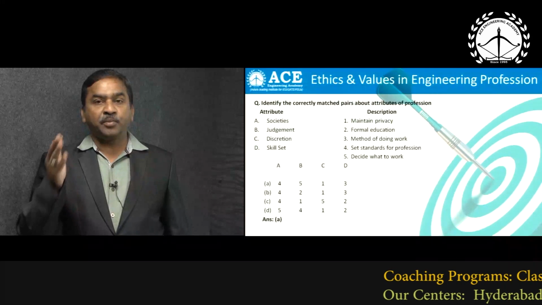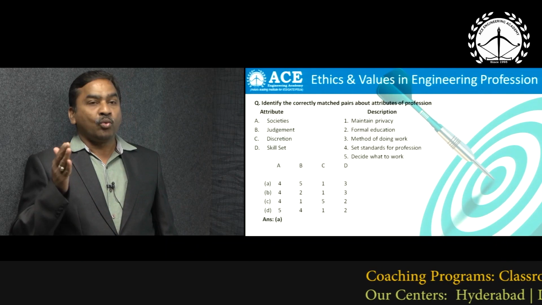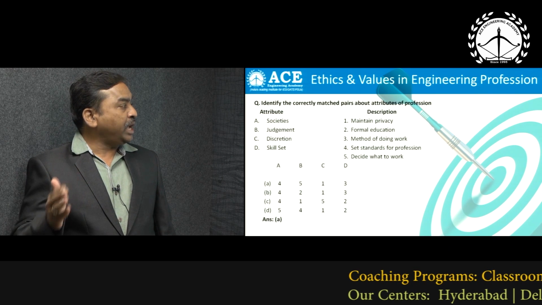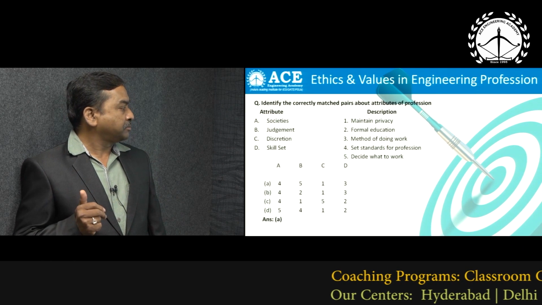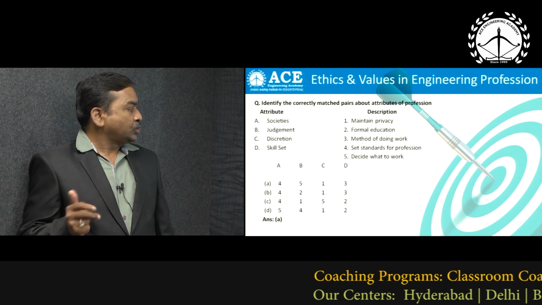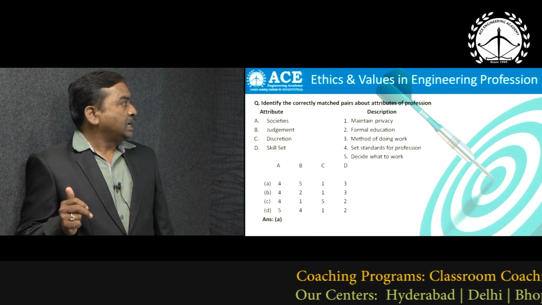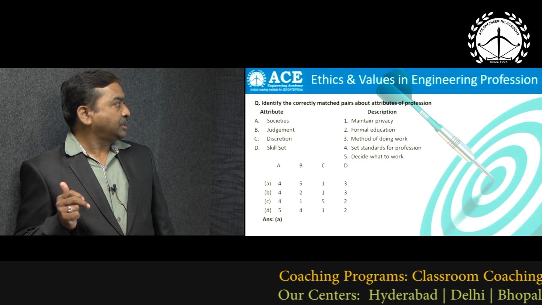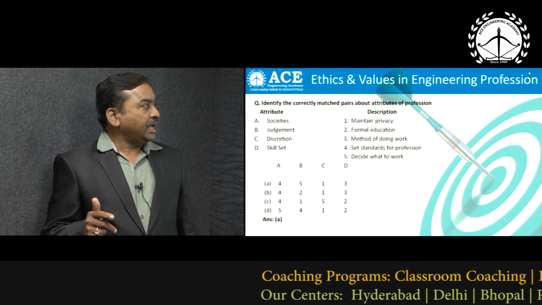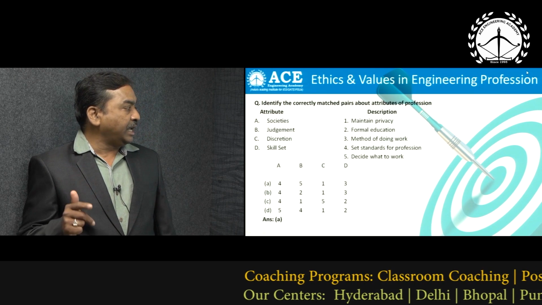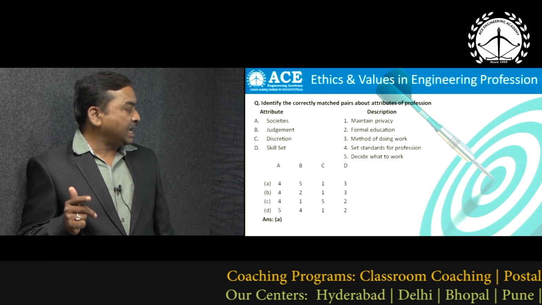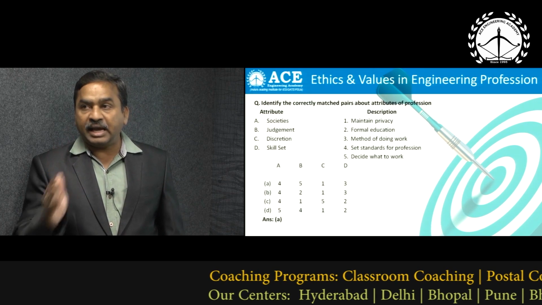Judgment is about deciding what to work. So B and 5 match together. That gives us choices, again 2 only. Skill set, I will go with D. Skill set is the method of doing work, D3. That gives me a choice of A, and hence the answer is A here.